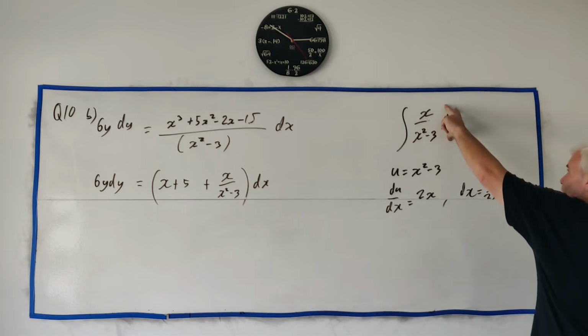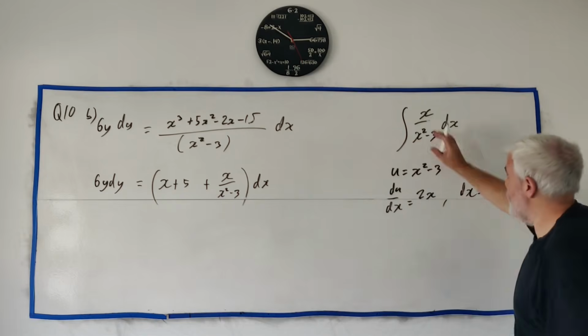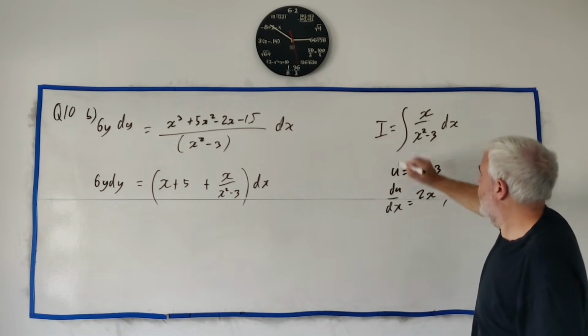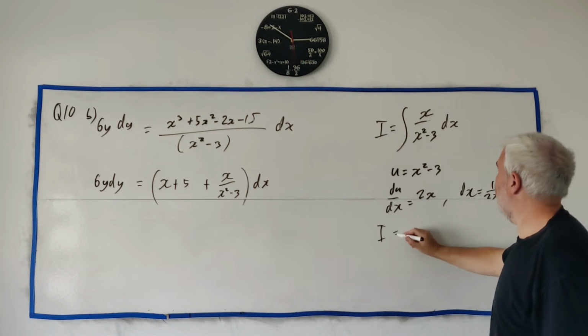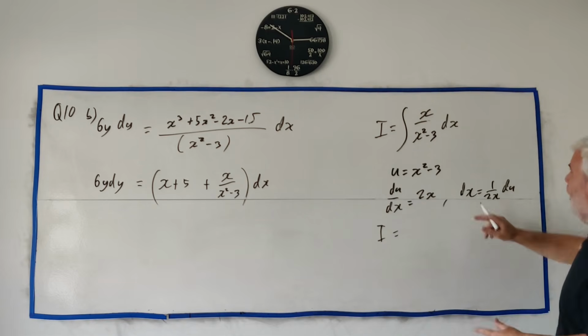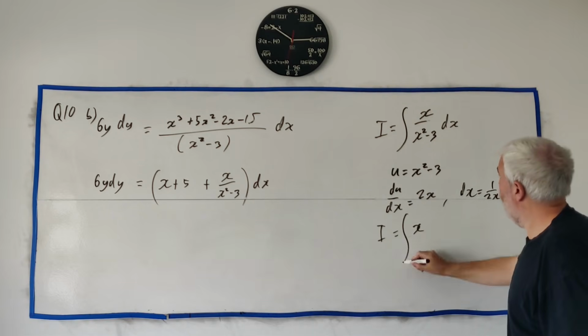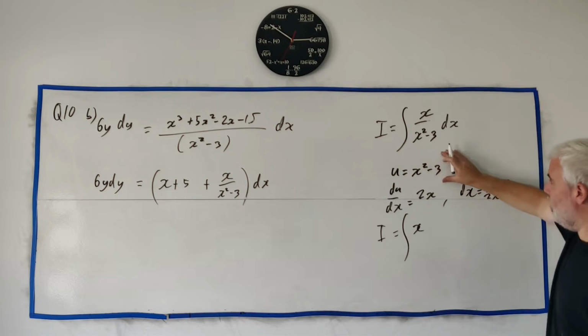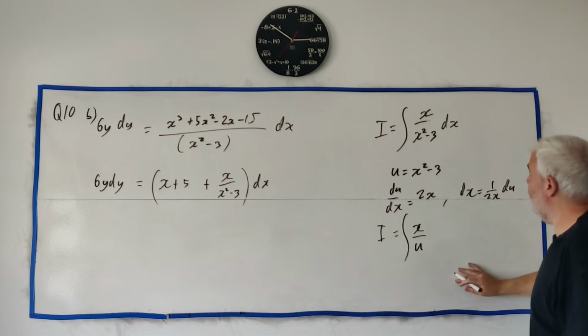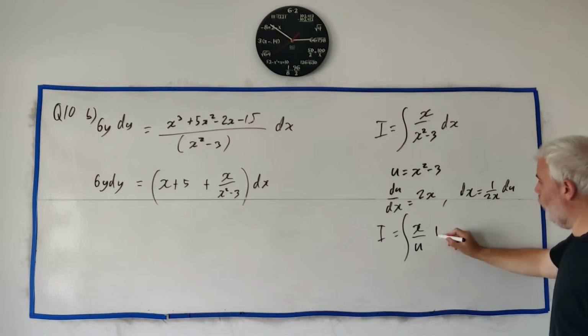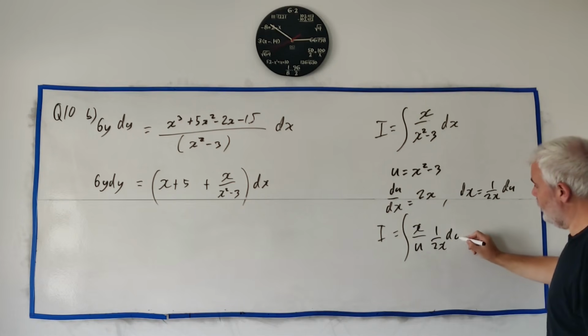Okay, let's replace everything with these new substitutions. This integral I will become, let's see, we'll leave x alone. This x squared minus 3, well that's the same as u, so we'll put a u in there. dx, we'll put in 1 over 2x du.